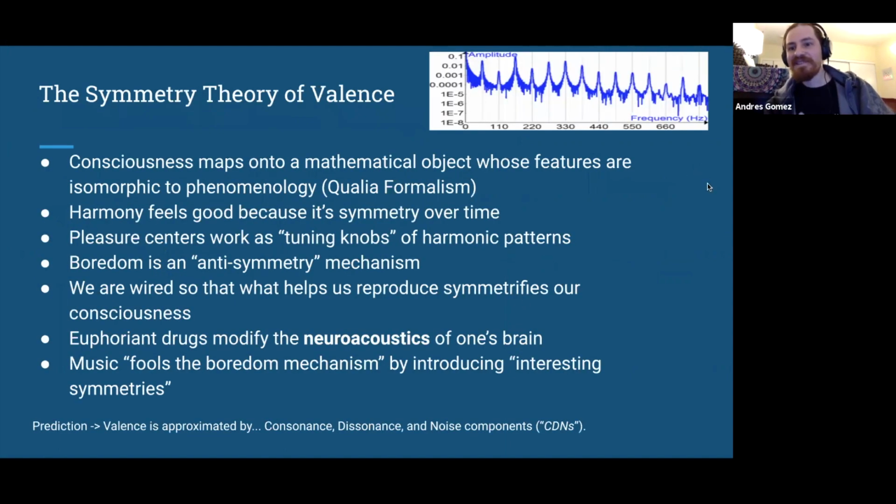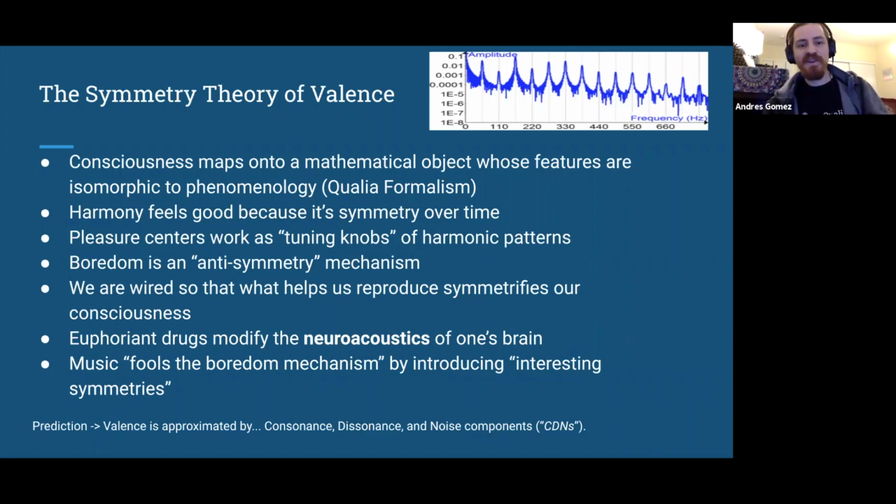Okay, so let's go into the symmetry theory of valence. I'll just read these, but we will go into more depth into all of these. We talked about Qualia formalism: there's a mathematical object whose features are isomorphic to phenomenology. We believe that harmony feels good because it's symmetry over time. And there's this duality between symmetry in space and symmetry in time.